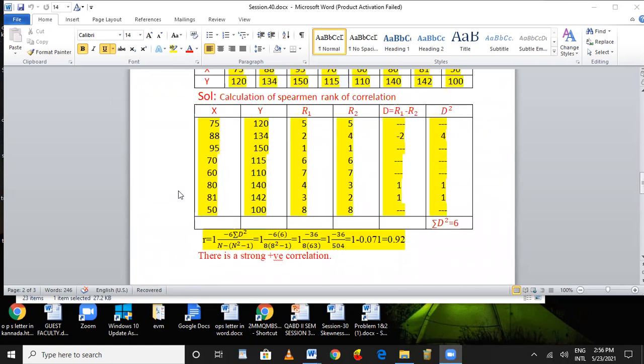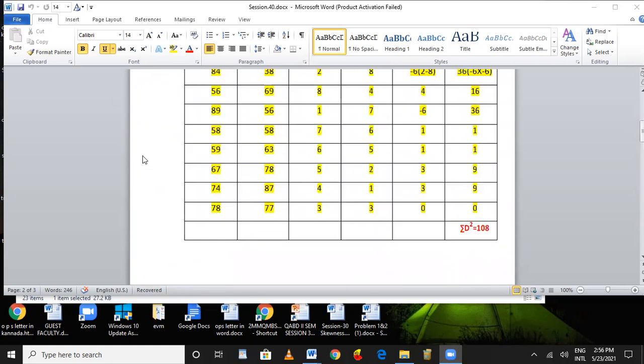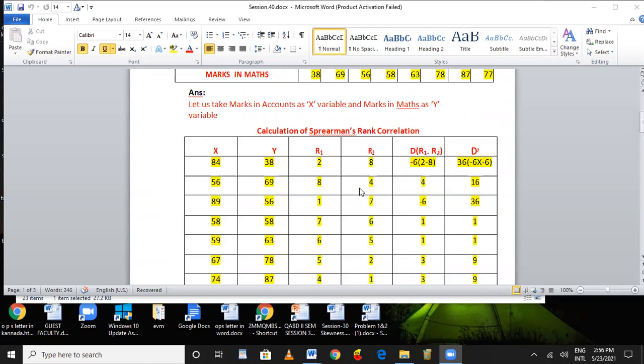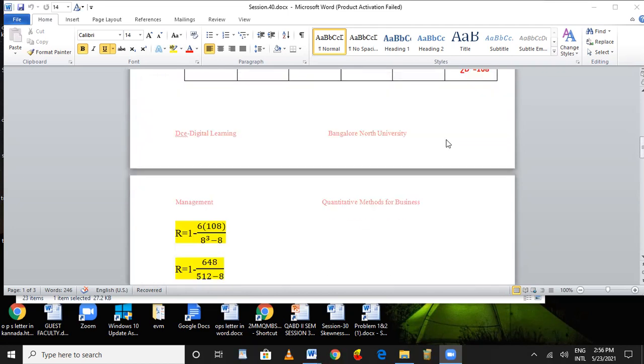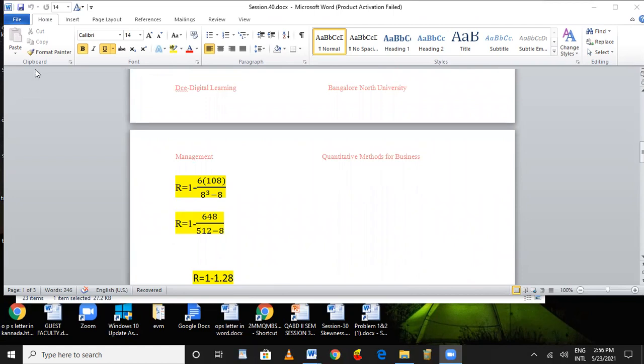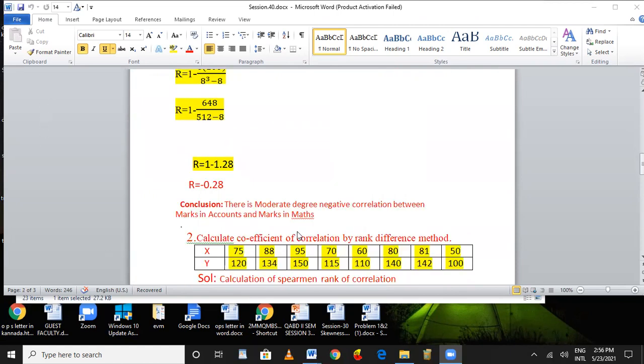So from this we come to know how to find it: first we have to assign the ranks, then find the differences, then square these differences so that we can apply the formula. What is the formula for the rank correlation? 1 minus 6 sigma D square divided by n cube minus n, where D is the difference between the first judge and the second judge, and n is the number of pairs. So we can come to the conclusion whether the ranks between the first judge and the second judge are positively correlated.